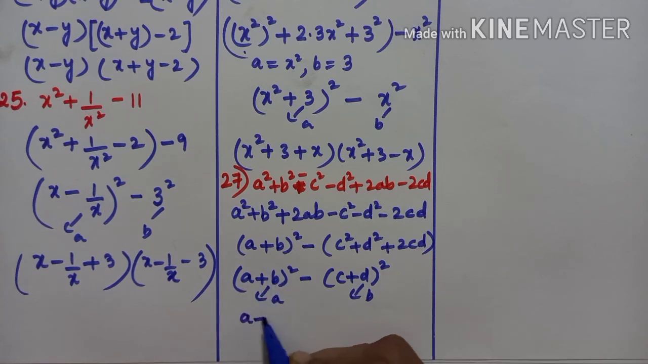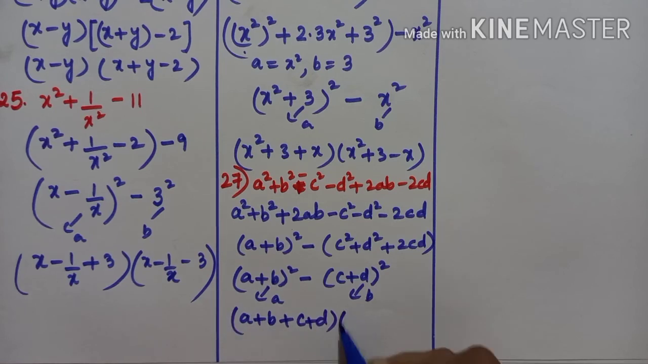So a plus b, then a minus this b. When I am writing minus, this actually becomes c minus d.